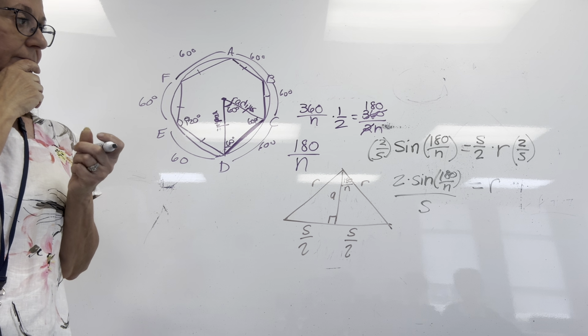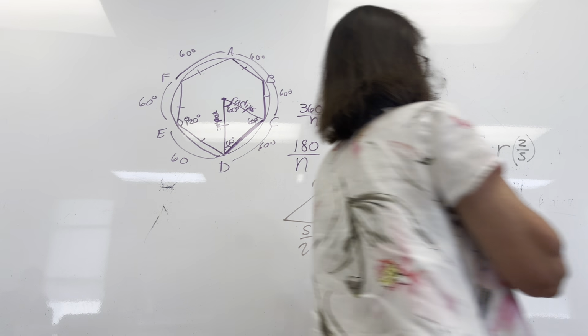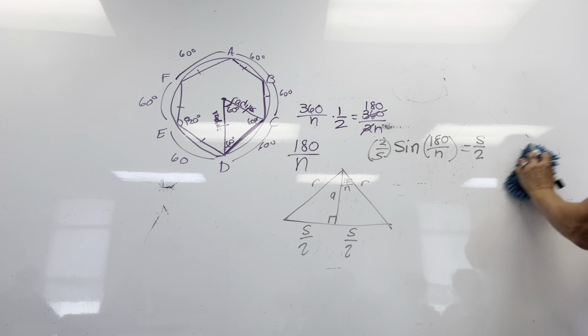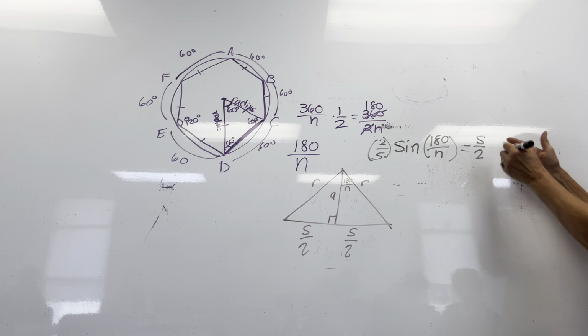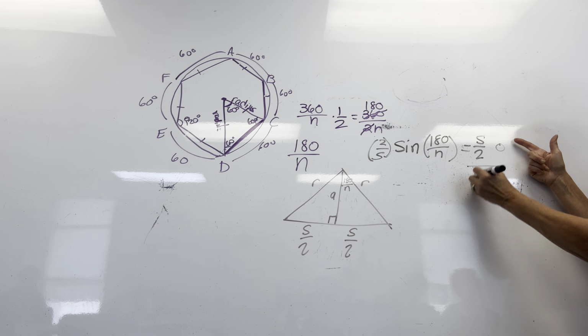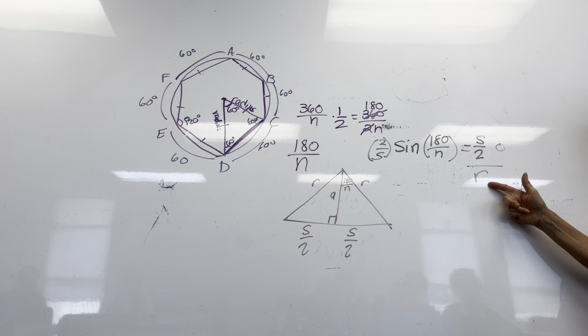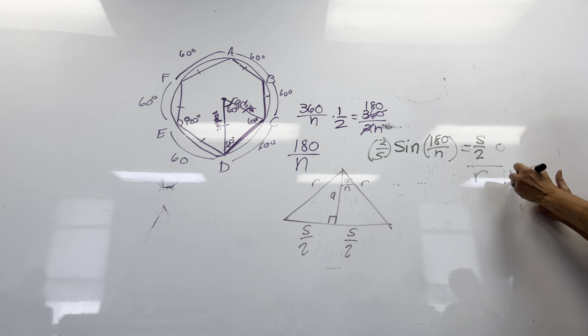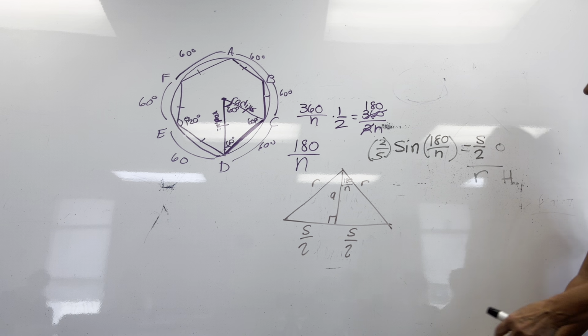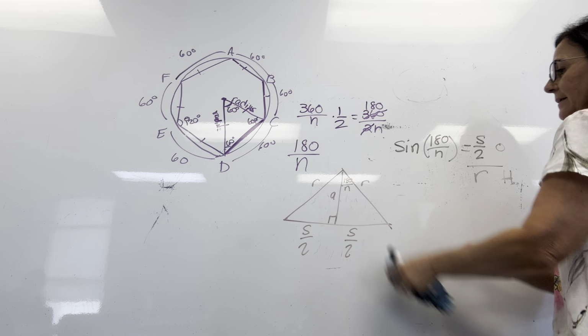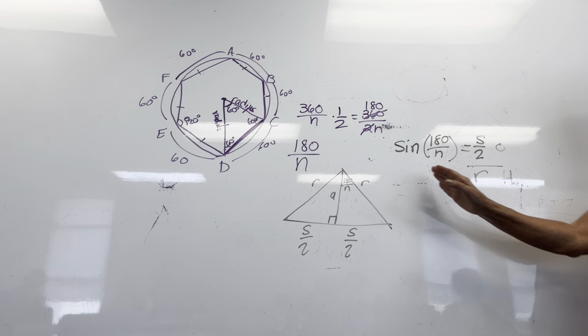Wait, I didn't write this as a ratio. Wait, back up. I'm like, I did something wrong. Opposite over hypotenuse. It's opposite over hypotenuse. Okay, now I did times. I'm like, that wasn't right. Okay, are we back here?